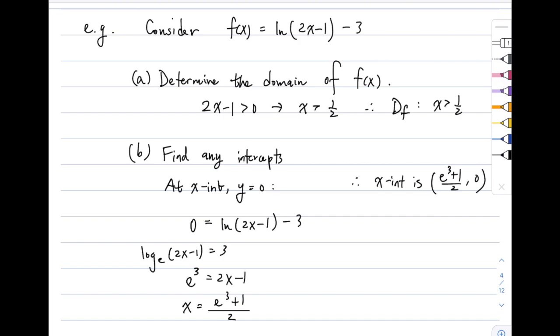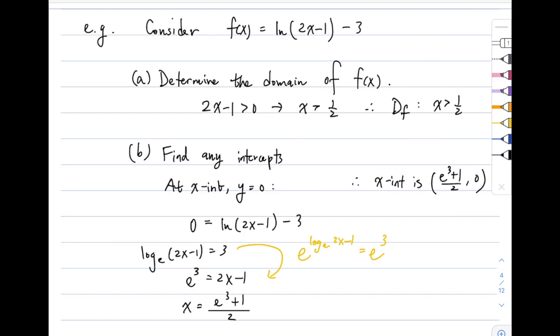Some people get confused from this step to this step. Another way to think about it is, you don't have to, but you could raise both sides to the power of e. So if you raise both sides to the power of e, you get e to the power of log base e of 2x minus 1 equals e to the power of 3. And then you can apply your log property. E to the power of log base e of anything is just that thing. And that's one of your log rules. I don't know if that helps or makes it worse, but that's another way to look at it.